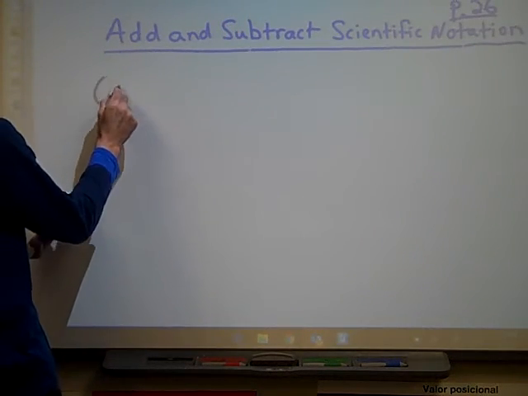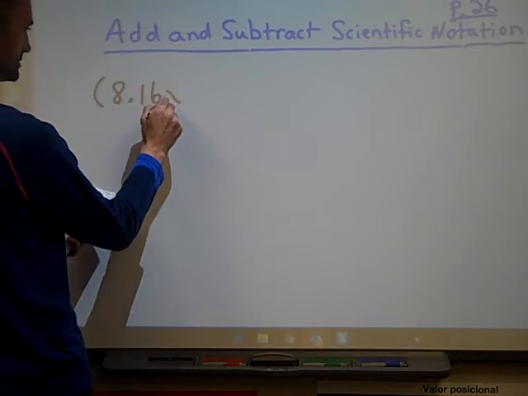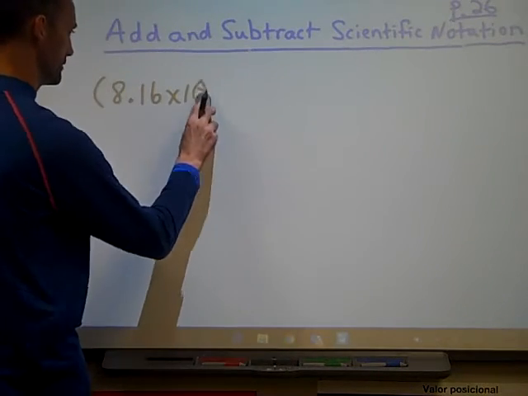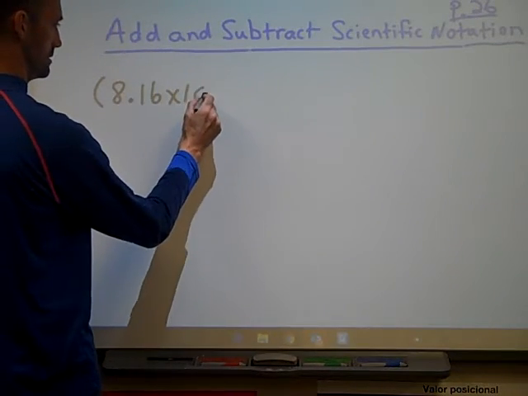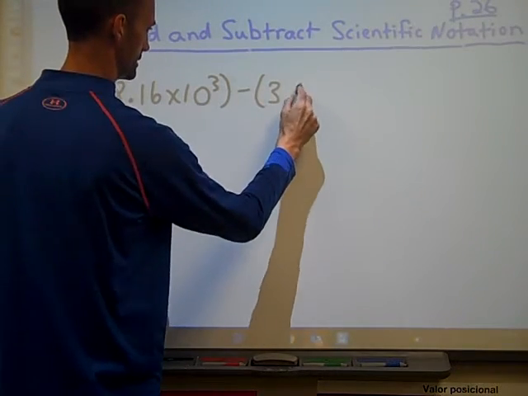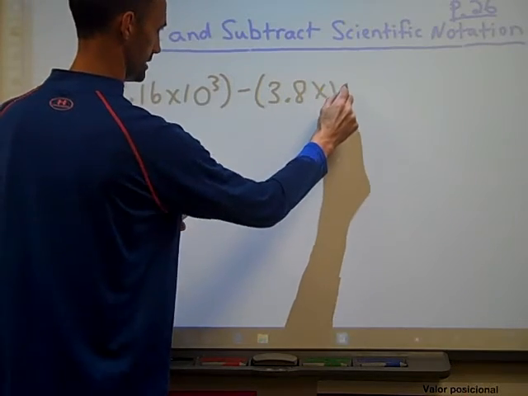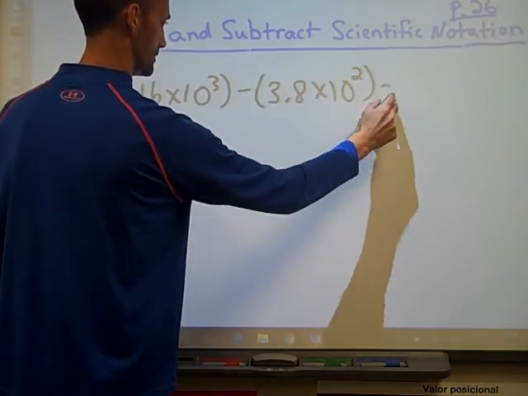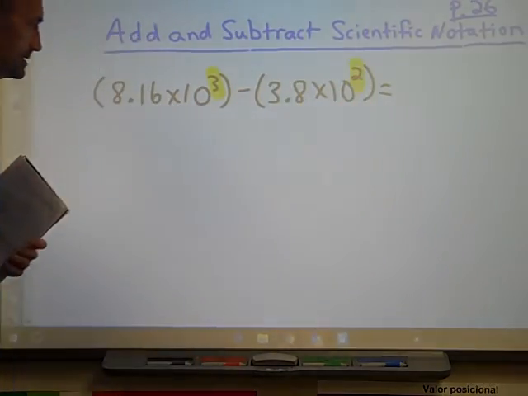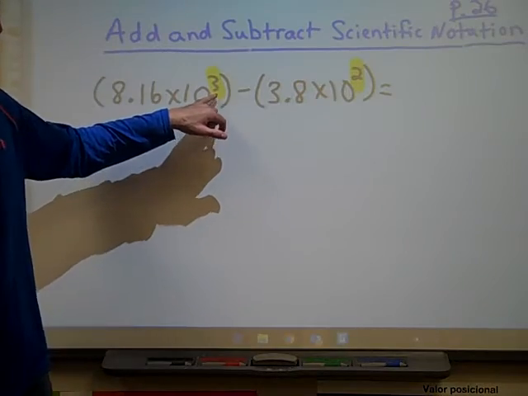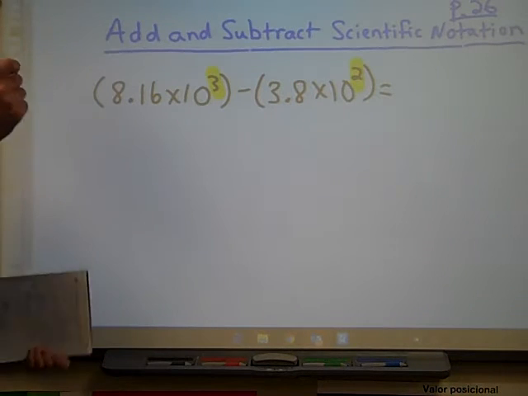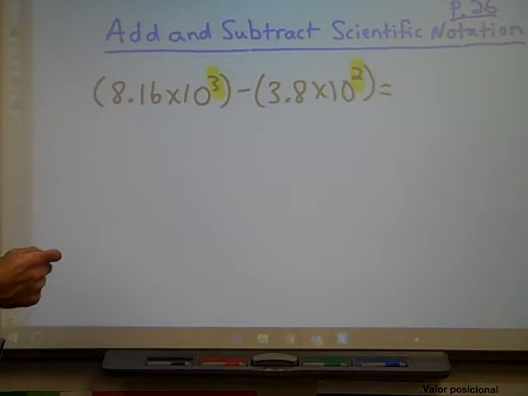So we have 8.16 times 10 to the third, 10 to the third, let me rewrite that. And we're going to subtract 3.8 times 10 to the second. Okay, so again, I'm going to check, highlight those exponents. Are they the same? Positive 3, positive 2. They are not the same, so I have to write it in standard form first.